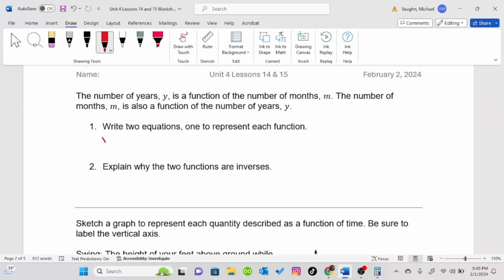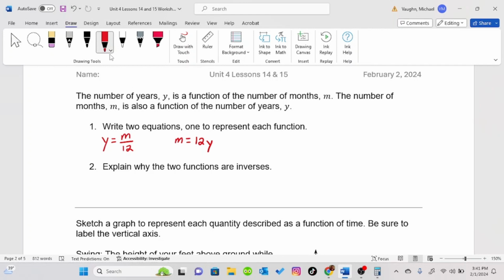This means we want y equals, we would need to take the number of months and divide that by 12 to get the number of years, because there's 12 months in a year. Now, the other one, the number of months equals 12 months times the number of years.